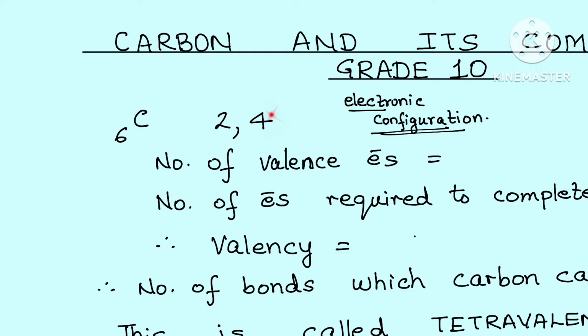What is there? There's 4 only over here. Why have I put 4? That's because the total number of electrons which carbon has is 6. That is, its atomic number is 6. And we arrange these electrons in the orbits or the shells of the atom. So the electronic configuration of carbon is 2 and 4.